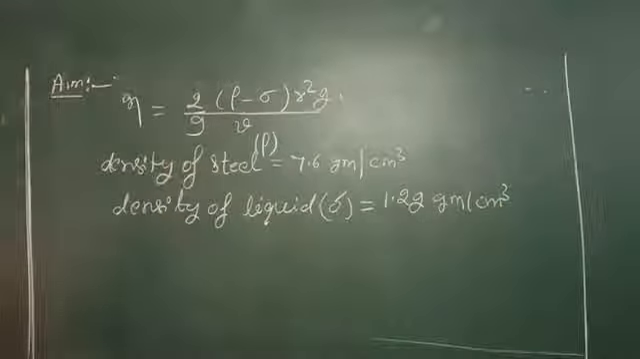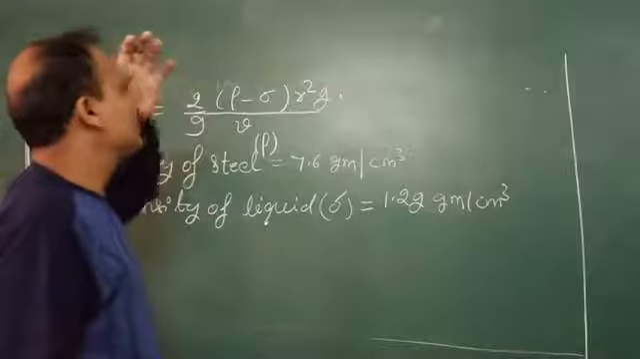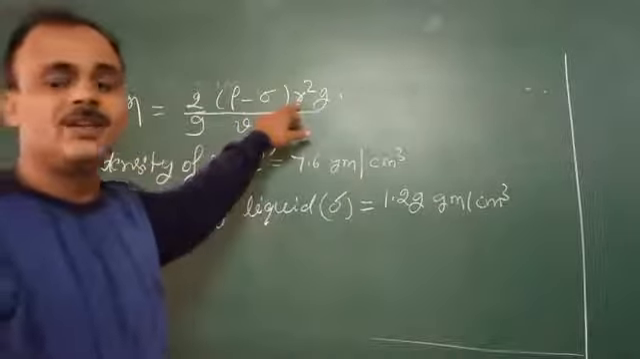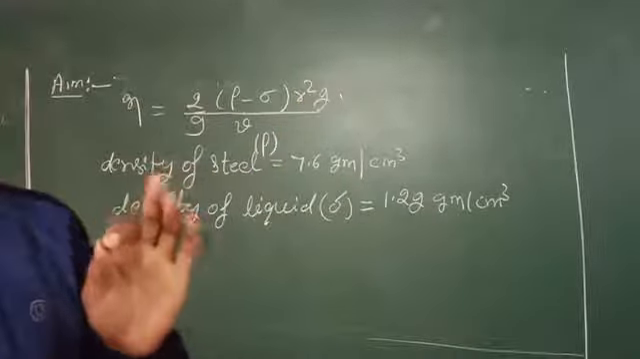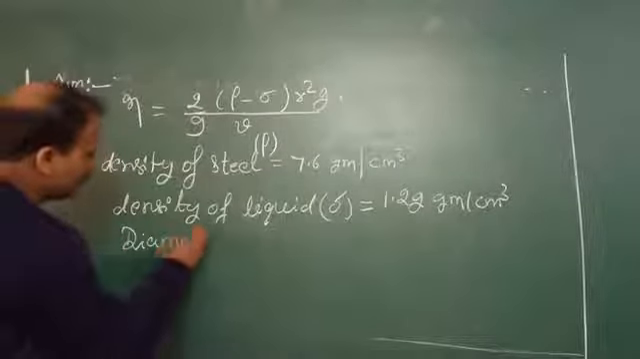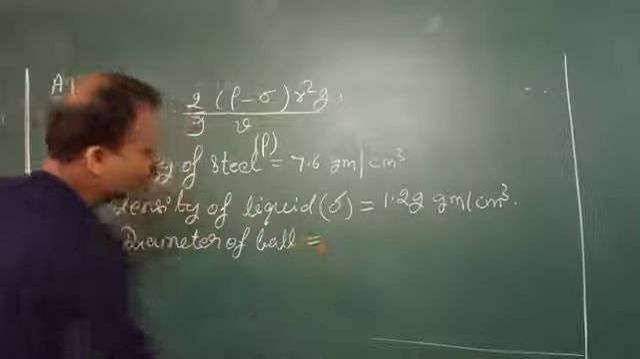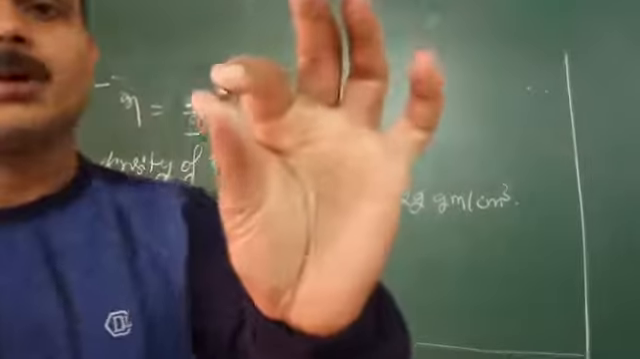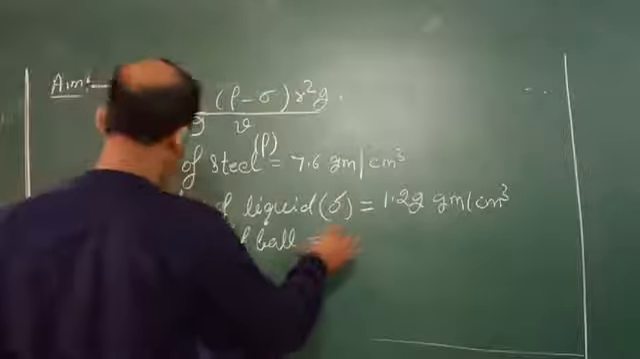So you can put the values of rho and sigma in the formula, and we have to find out the radius of the ball. In the previous video I told you the diameter of the ball. The diameter of the ball is equal to 6.35 millimeter.